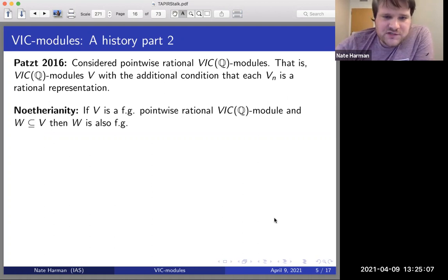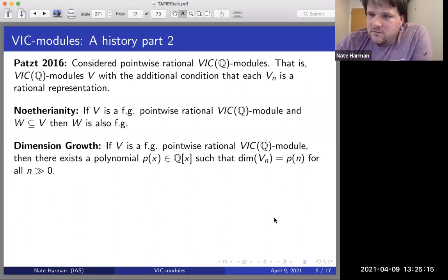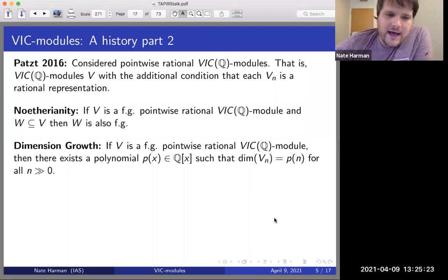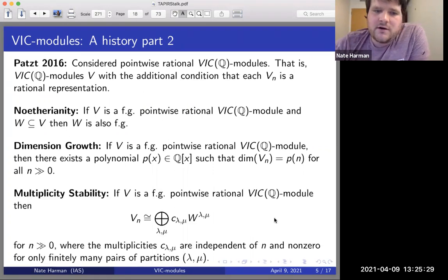And he really proves this entire, what I was calling this gold standard. So he proves this Noetherianity result. You have polynomiality of dimensions. They're finitely generated and pointwise rational in this sense, then your dimensions are eventually polynomial. And moreover, we get multiplicity stability.